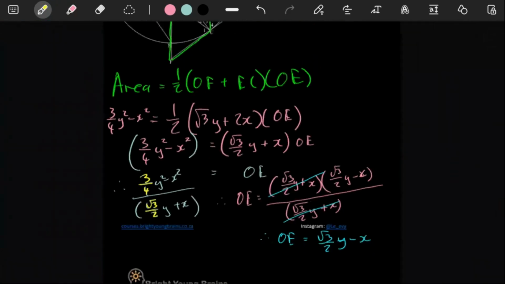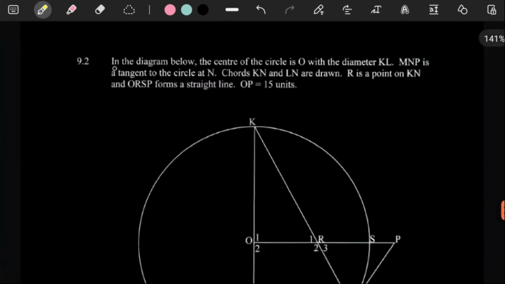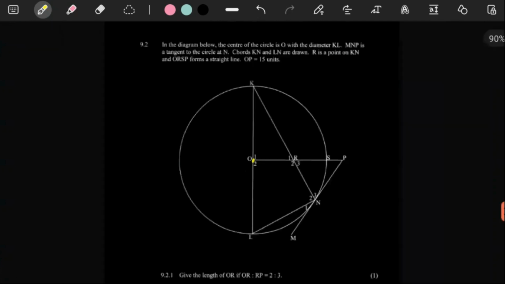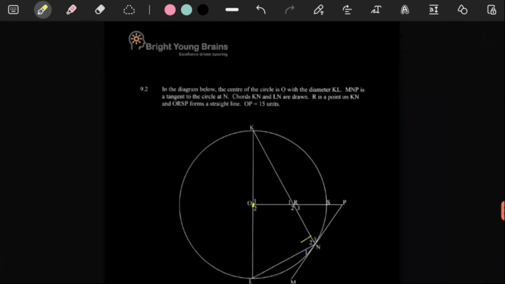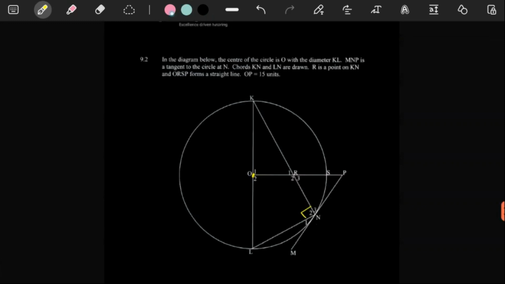Let's keep moving forward to question 9.2. 9.2 says, in the diagram below, the center of the circle is O, with the diameter KL. As long as this is the diameter, this angle is 90 degrees. We should know that. Then it says MNP is a tangent to the circle. So we have the tan chord theorem there and the tan chord theorem there. So that being said, they said chords KN and LN are drawn.